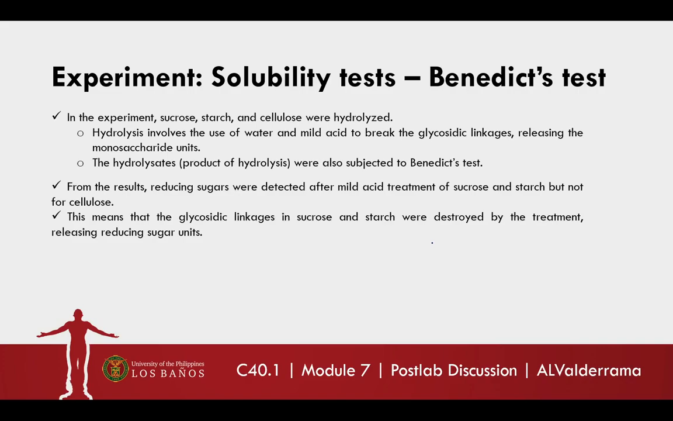So, sa experiment natin, sucrose, starch, and cellulose were hydrolyzed. So, yung product ng hydrolysis ng ating sucrose, starch, and cellulose are generally termed as hydrolysate. Okay? And these hydrolysates were subjected to Benedict's test, and from the result, the reducing sugar were detected after mild acid treatment of sucrose and starch, but not for cellulose.